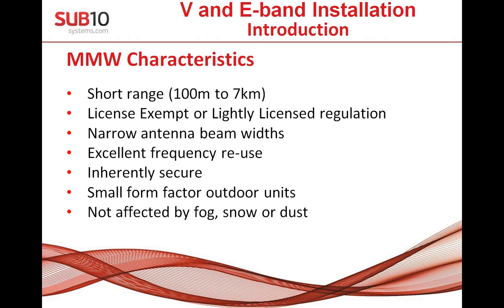Because of this narrow beam, you also have hidden security, because it's not so easy to sniff the signal. If you look at the 5 gigahertz band, everybody can sniff the signal. With millimeter wave, it's not so easy, and plus the equipment for sniffing is really expensive. And it's a small form factor, especially for V-band, as you can see later.